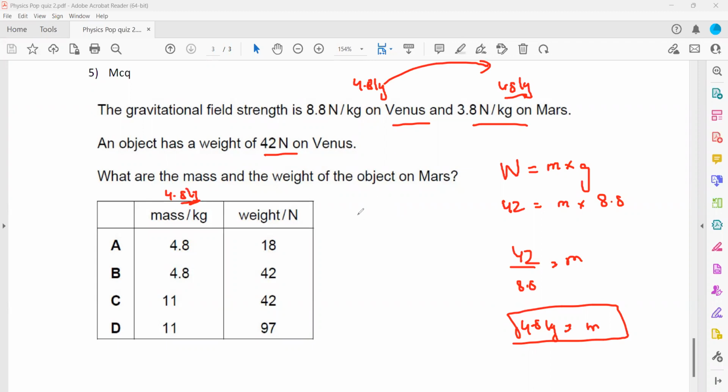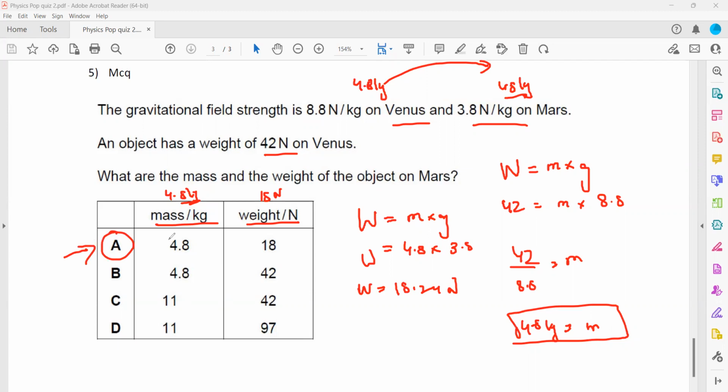But what about the weight? Weight depends on the gravity as well as the mass of an object. So mass is 4.8 and the gravity of Mars is 3.8. So 4.8 times 3.8 equals about 18.24. If we round it off, it will be about 18 Newton. So 18 Newton will be the weight and the mass will be the same as the mass on Venus. So option A will be the right answer. Is it clear? Discussion.